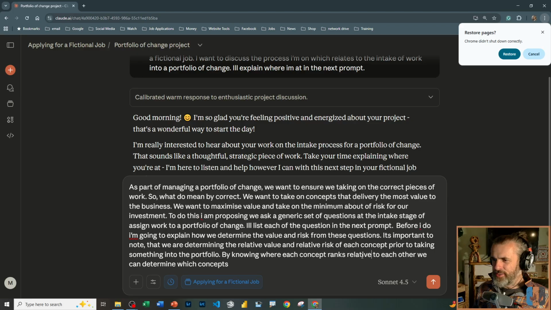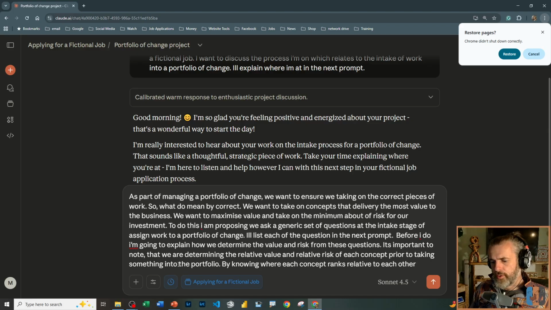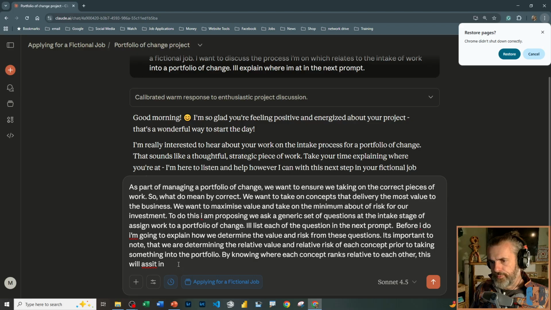By knowing where each concept ranks relative to each other, we can determine this. This will assist in prioritizing what concepts we wish to move forward with. Not happy with that sentence, but that'll do.